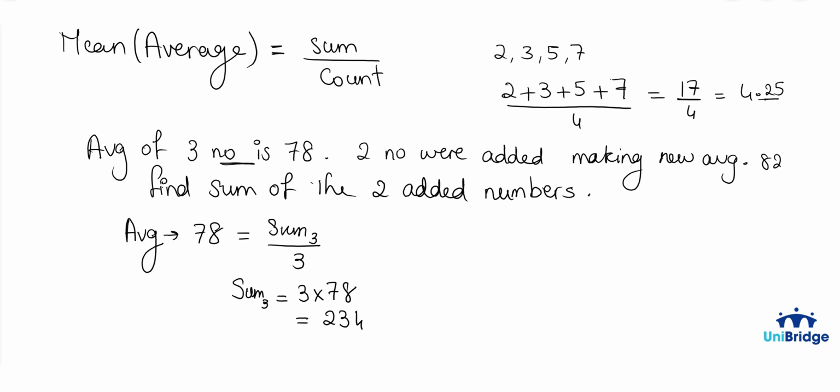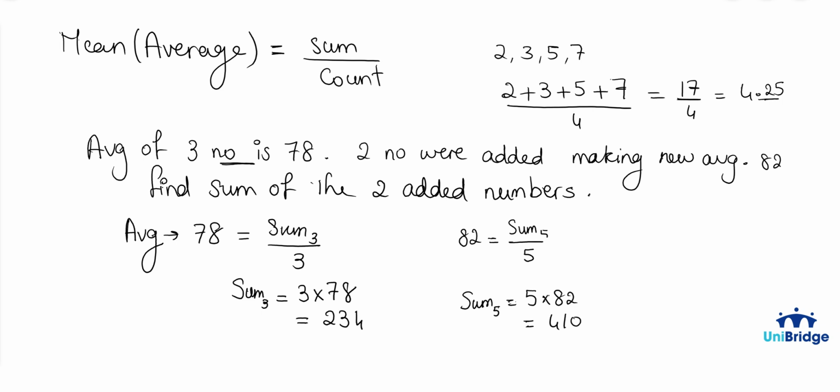Now you added 2 numbers and you made the new average 82. So the 82 is now the average for 5 numbers. So you get the sum of the 5 numbers: 5 multiplied by 82, which is going to be 410. So that's the sum of the 5 numbers.